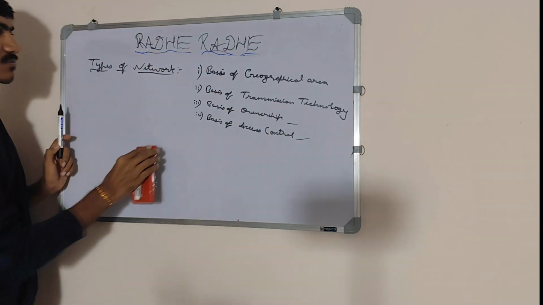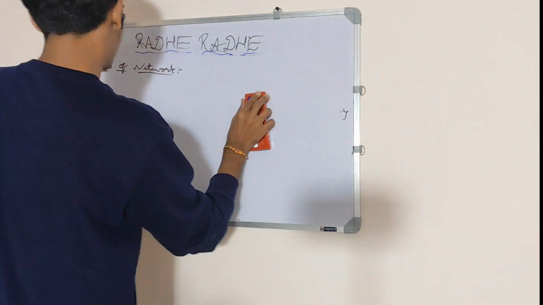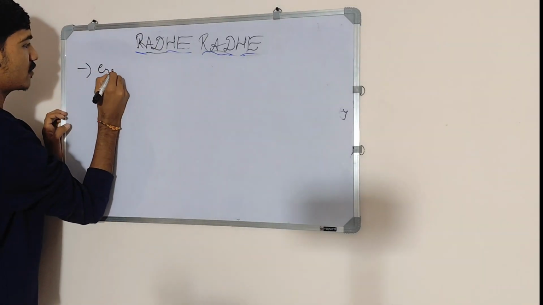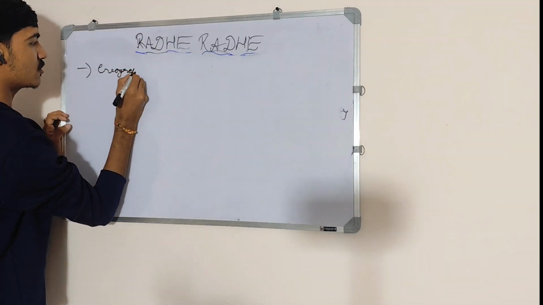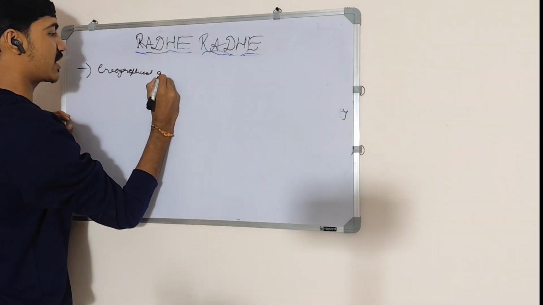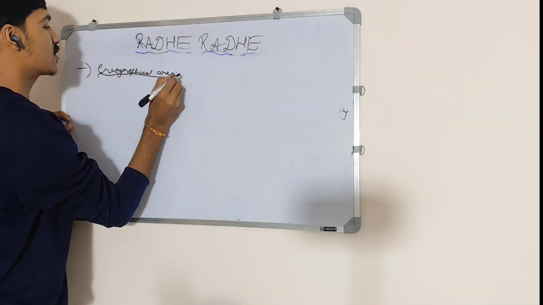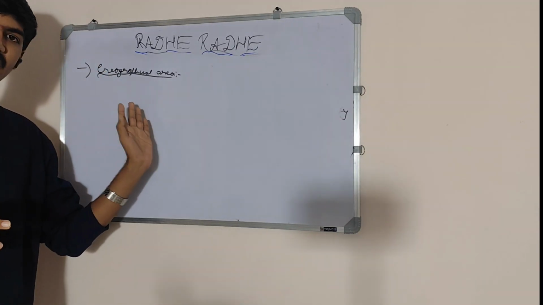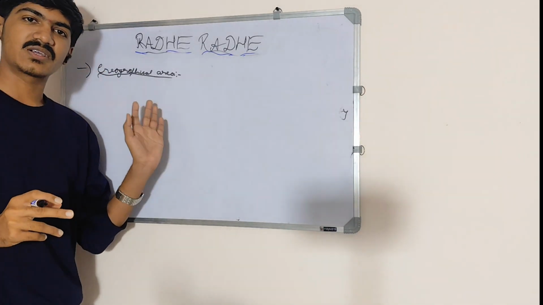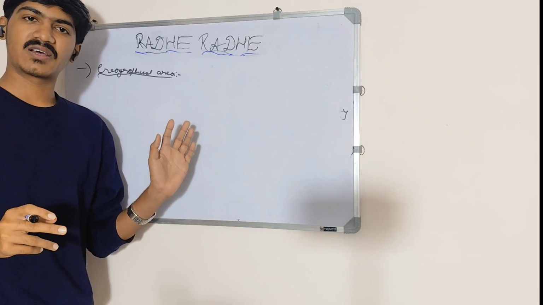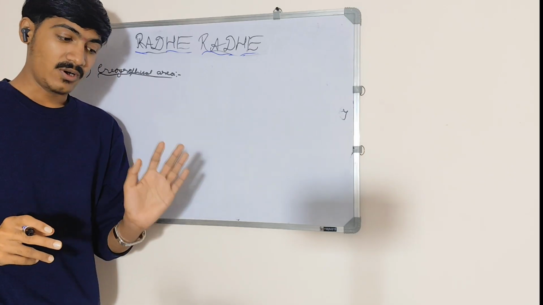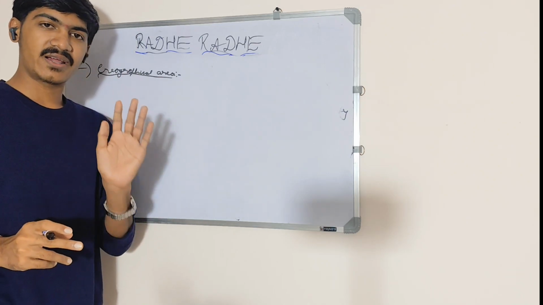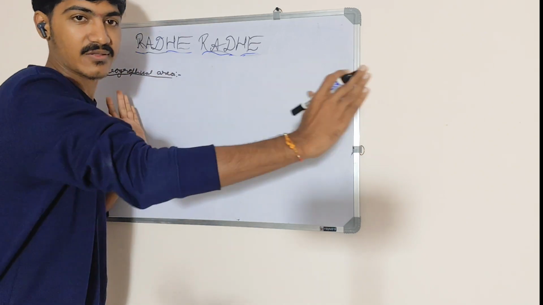Let's start with the basis of geographical area. On the basis of geographical area, the computer network is divided into 5 types. There are 5 types of computer network. Now, if I explain one by one, you will not understand. I will explain these types of network by showing the differences among all of them.